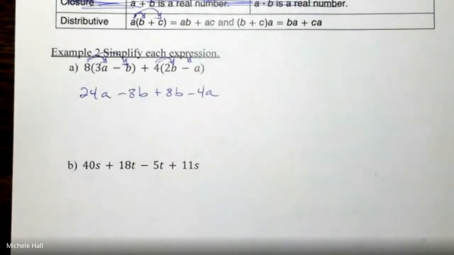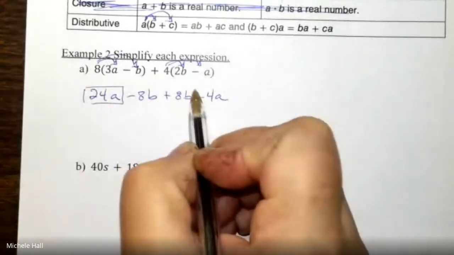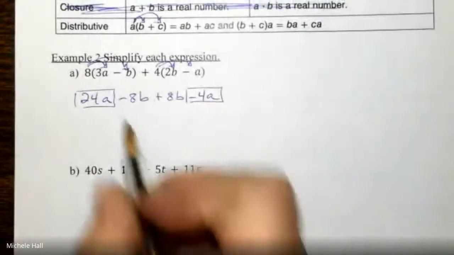Now we're just looking for like terms. There's no equal sign. I'm not shifting across an equal sign. I am just trying to simplify whatever I have here. Exactly. 24A minus 4A would be 20A.